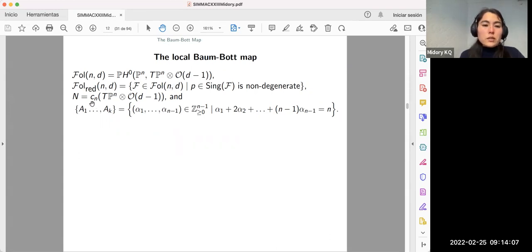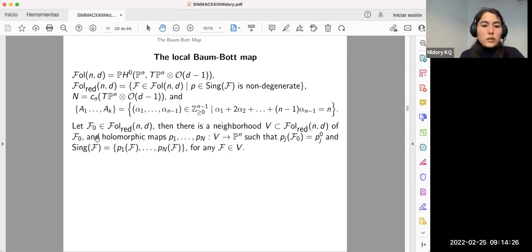In general, this is the nth Chern number of this tensor product. And we are going to take these multi-indices such that they satisfy this condition, and I just enumerate them. So I take a foliation that is reduced in the projective plane of degree d.